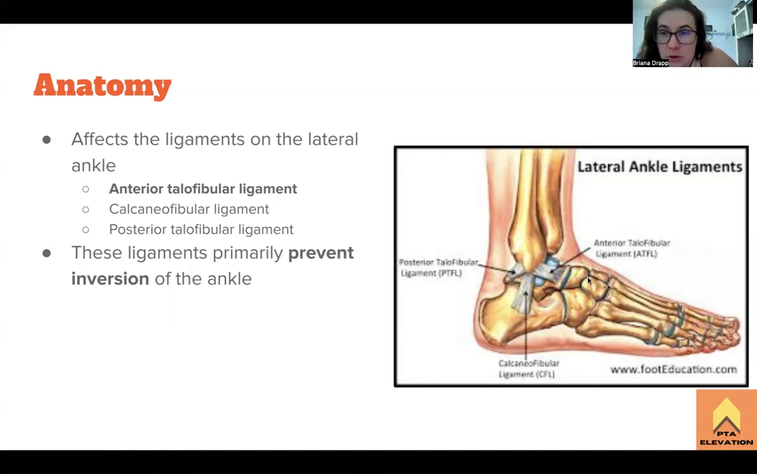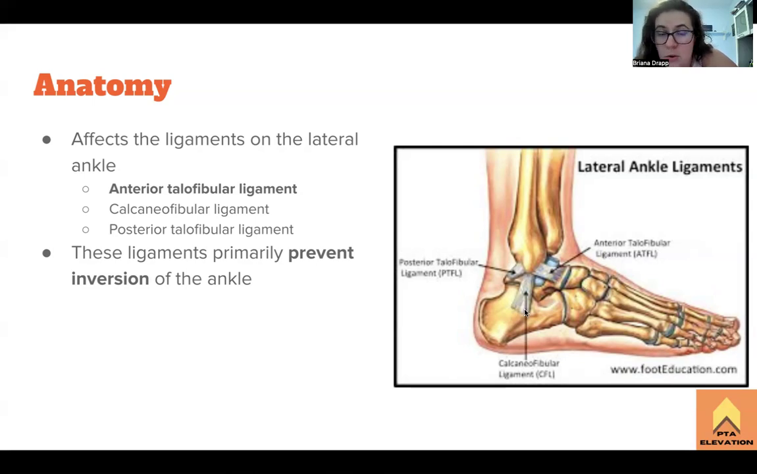So your ATFL is most commonly torn. Then your next most commonly torn would be your calcaneofibular ligament. So it goes from the calcaneus to the fibula. That little pointy part on the most distal part of the lateral malleolus, that is where we're going to see this ligament live.